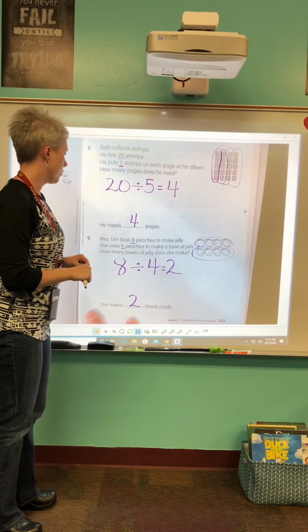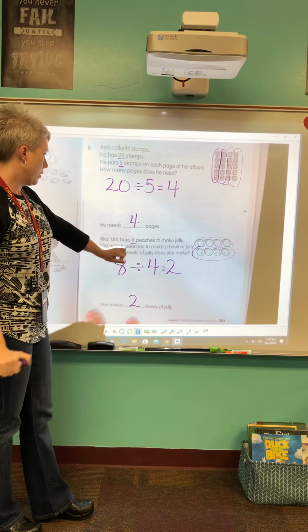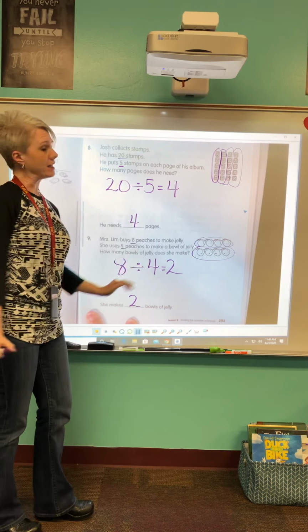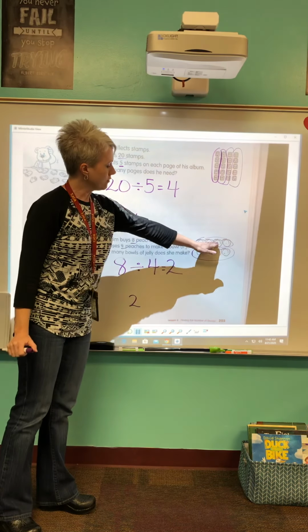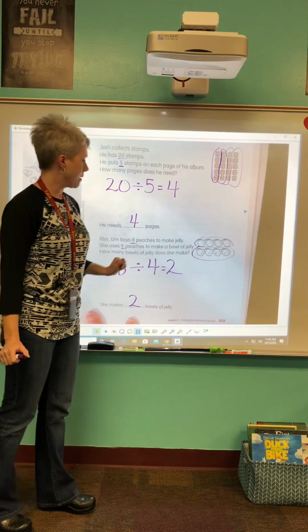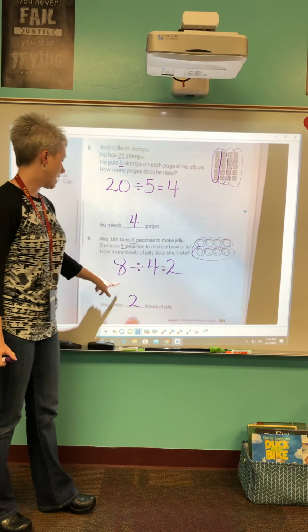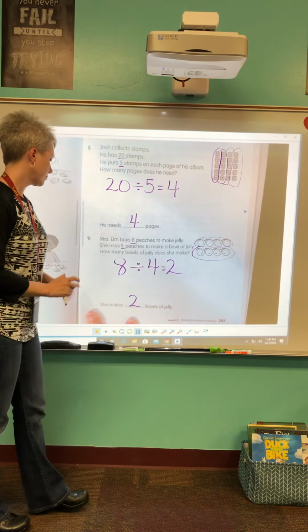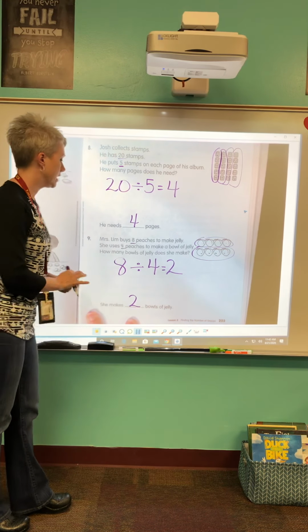She started with 8 peaches. Her recipe needs 4 peaches for 1 bowl, but she had 8. So 4 peaches for this bowl, 4 peaches for that bowl. She was able to make 2 bowls. 8 divided by 4 equals 2. She makes 2 bowls of jelly.